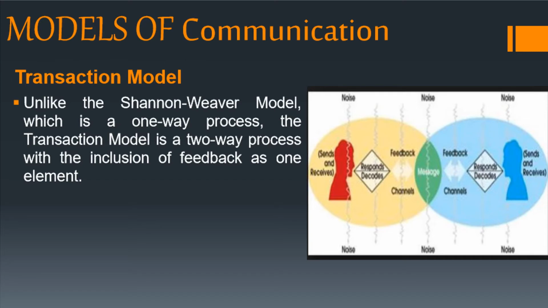So next is the transaction model. Unlike the Shannon-Weaver model, which is a one-way process, the transaction model is a two-way process with the inclusion of feedback as one element. So this is the example of a transaction model. There is noise, there is a sender and receiver, there is a response, a feedback, and the message. So if there is noise, the receiver may not get what you mean in your message.